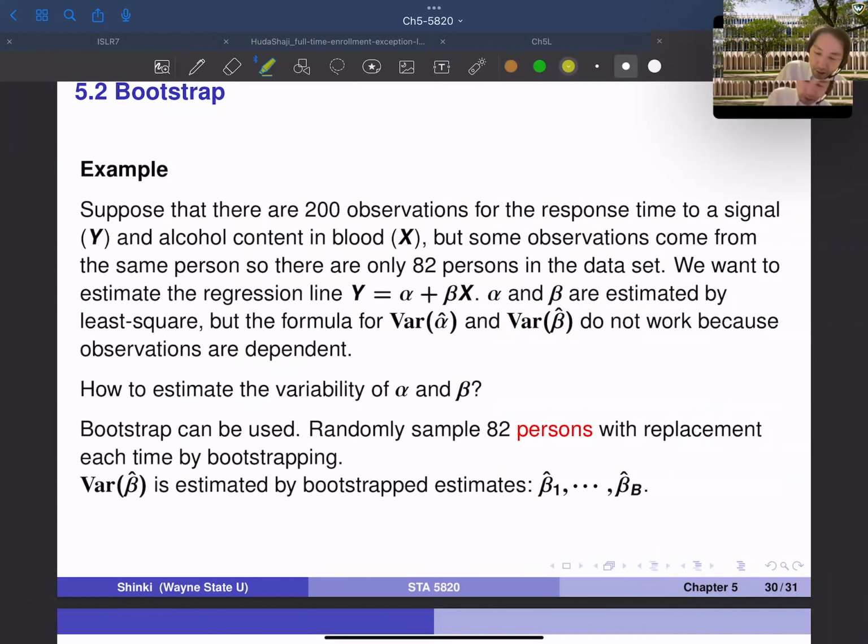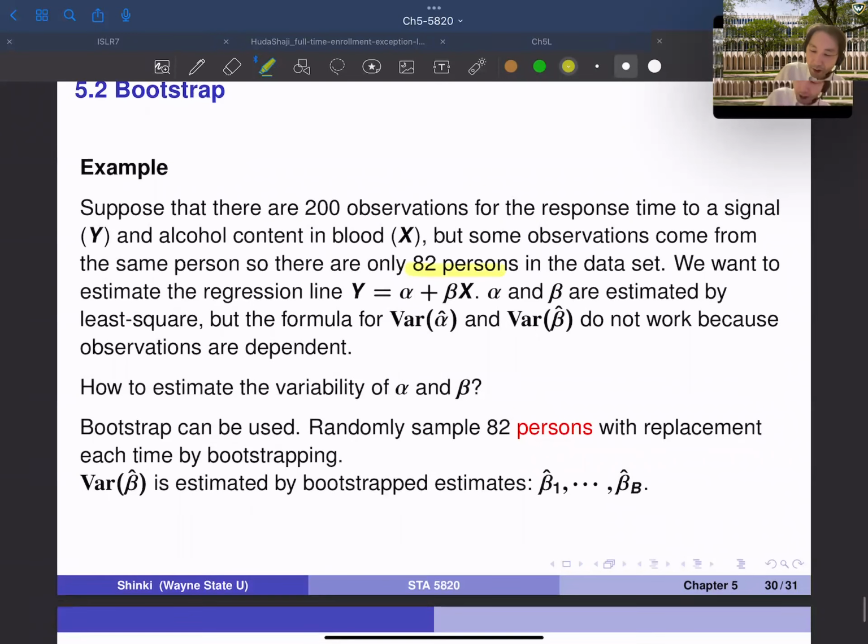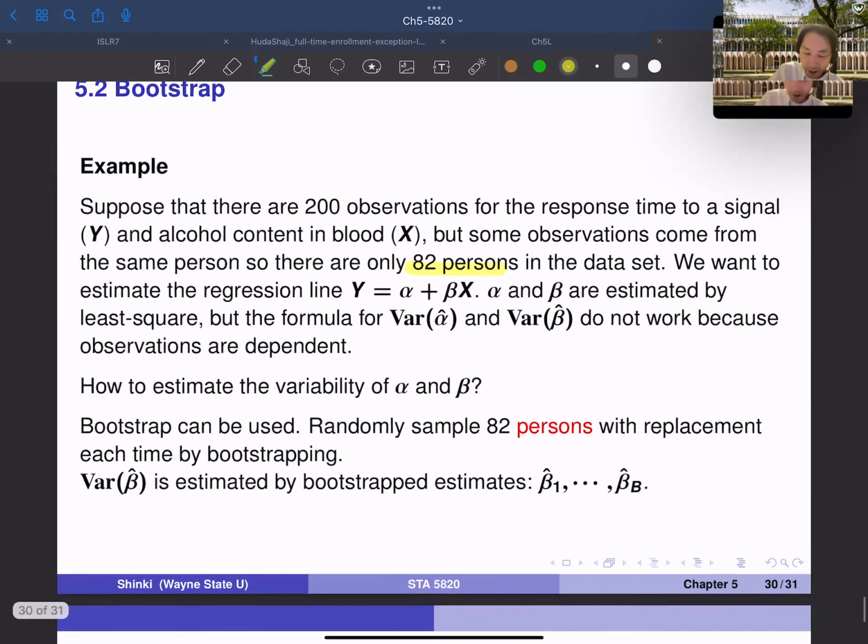Suppose that there are 200 observations for response time to a signal and alcohol content in blood. So we are thinking about 200 drivers' response time to a signal when they take in some alcohol. But some observations come from the same person, so there are only 82 persons. This data set is pretty complicated, right? We have 82 persons. Maybe some persons have 3 observations in this data set, but some persons only have 1 observation.